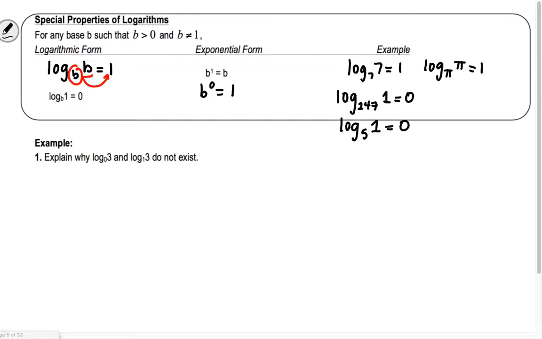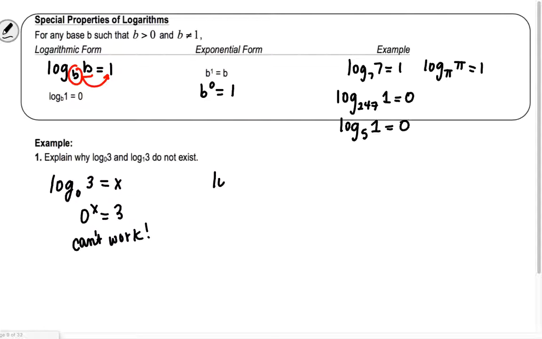Okay, so let's go the other way. Let's look at two things and talk about why it doesn't work. If I have log base 0 of 3, think about setting that equal to x and writing it in exponential form, and think about why that can't possibly work. 0 to the x can't possibly be 3, right? So that can't work.